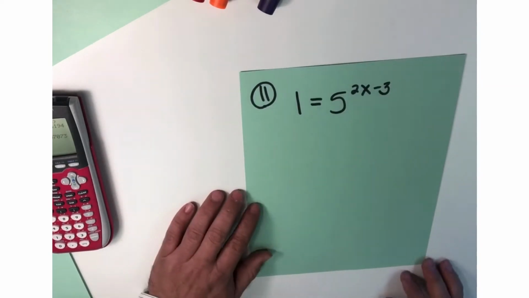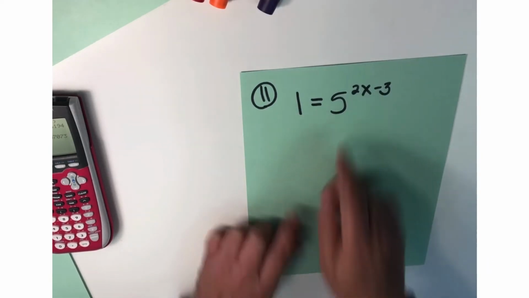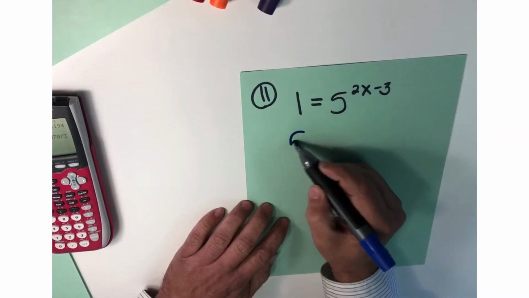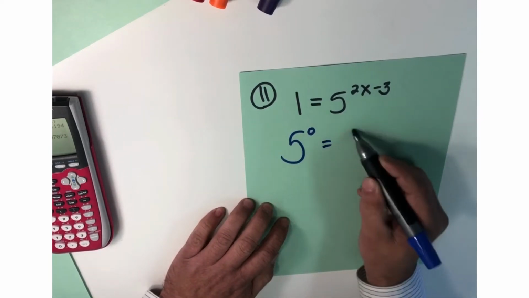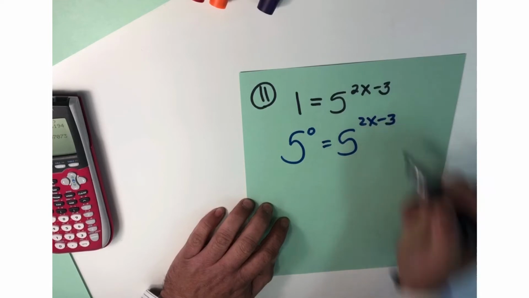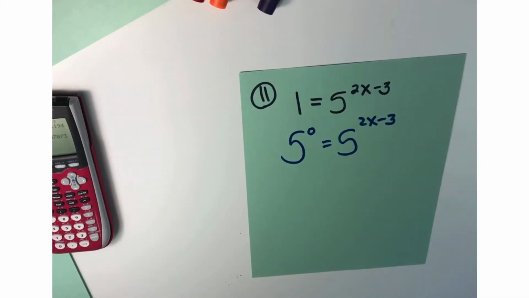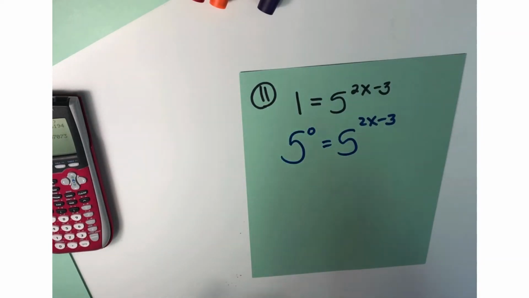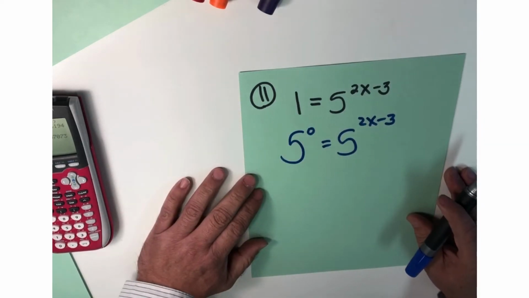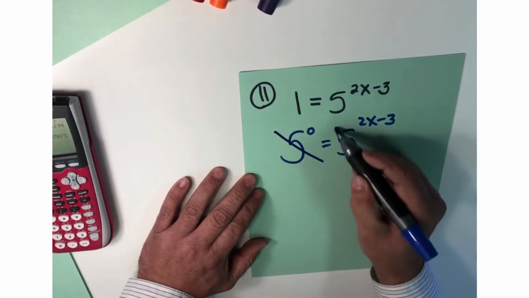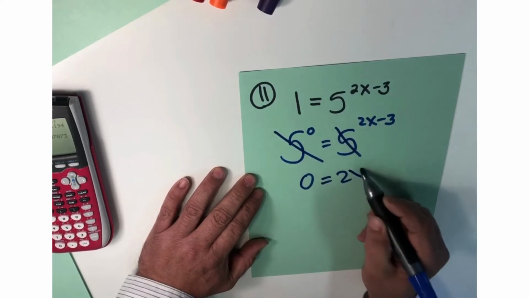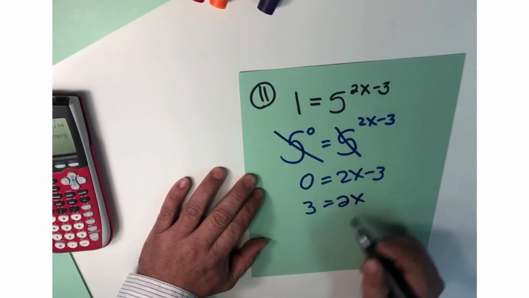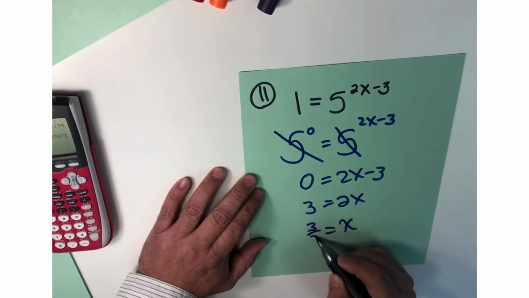Let's do another one of those here. And again, there is no common base between 1 and 5. However, I don't have to introduce logs for this one because this is 5 to the 0 is equal to 5 to the 2x minus 3. A little bit of trickery there, huh? That's because anything to the 0 power is always 1. So if you see a 1, you might be able to use this shortcut. Cancel your bases. 0 is equal to 2x minus 3. Move the 3 over, that's 2x, and so x is equal to 3 over 2.